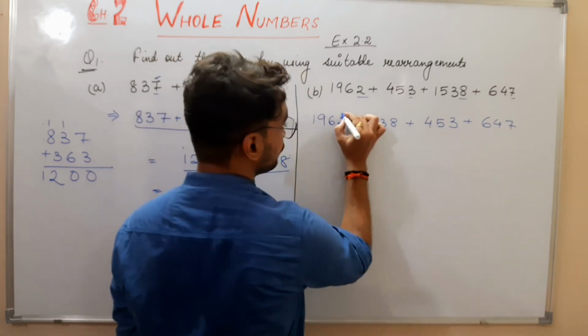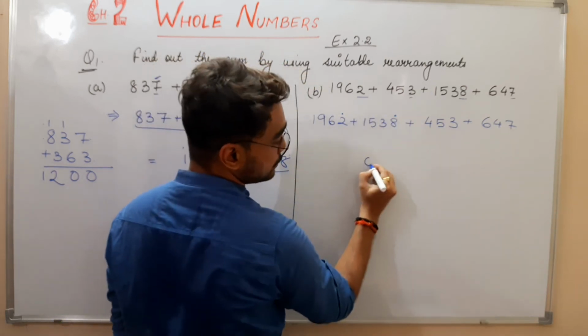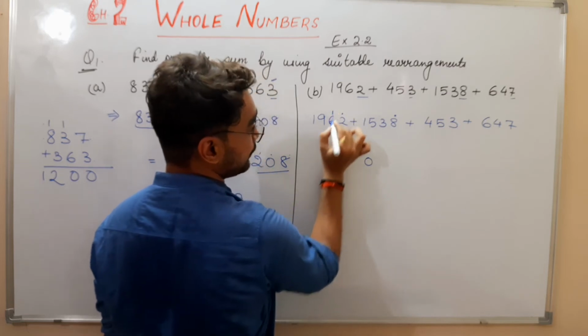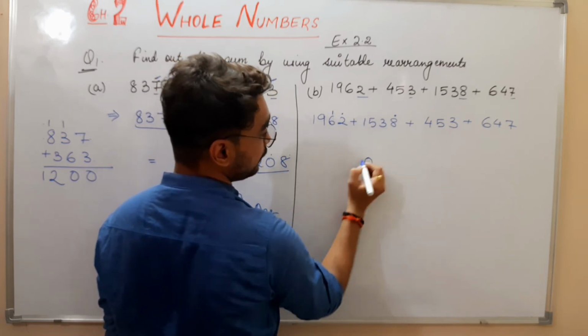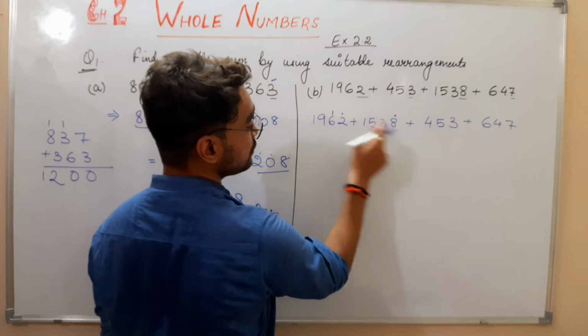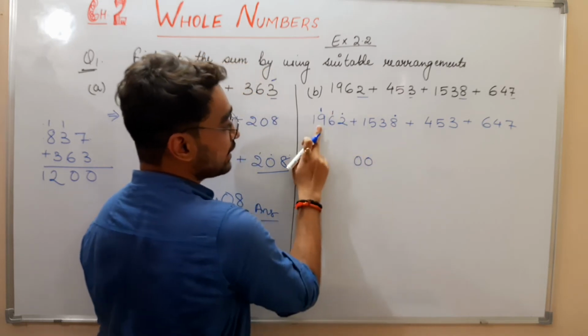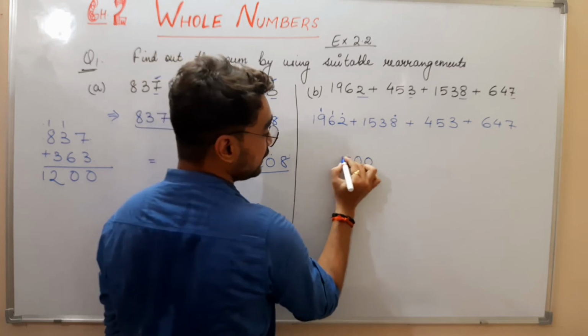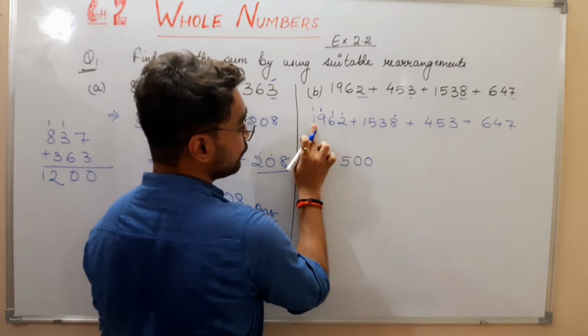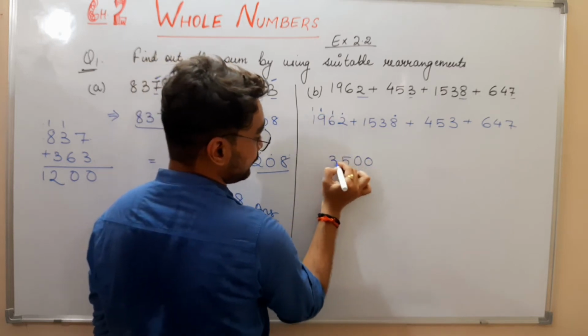I am adding these two. 2 plus 8, 0, means 10. Carry 1. 6 plus 1, 7, 7 and 3, 10, 0, again carry 1. 9 and 1, 10, 10 and 5, 15, carry 1. Then 1 and 1, 2, 2 and 1, 3.